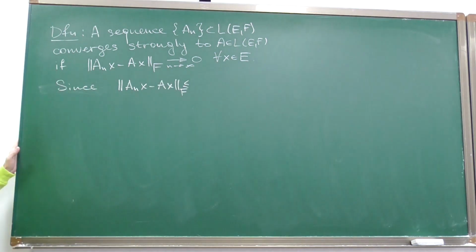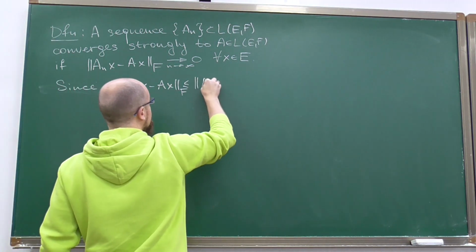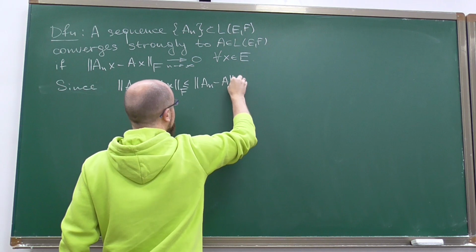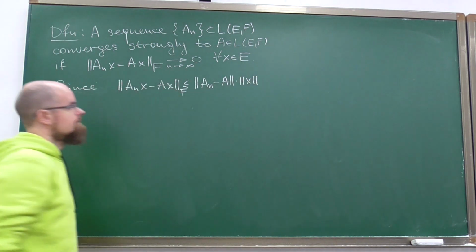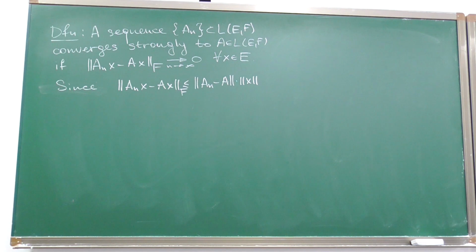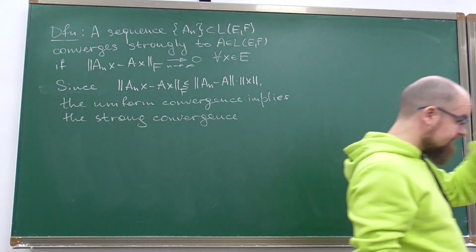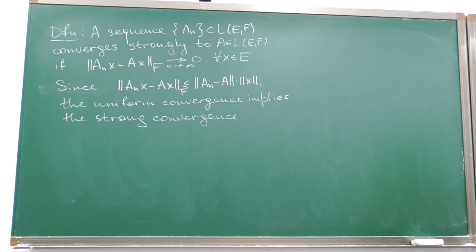Since this norm is less than or equal to the operator norm times the norm of x, due to this inequality, the uniform convergence implies the strong one. Exactly as in the situation of functions, where the uniform convergence of functions implies the pointwise convergence. Well, the converse is not true in the theory of functions. In the general situation of linear operators, it's not true as well.